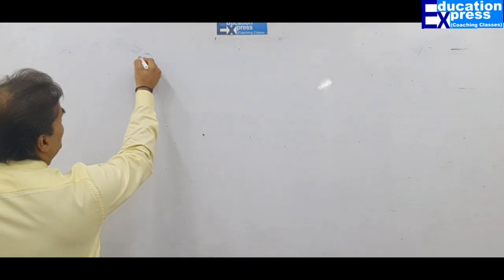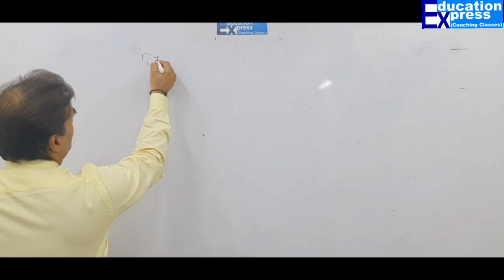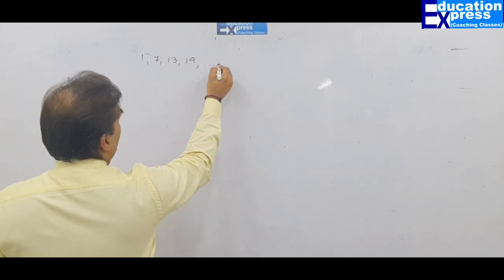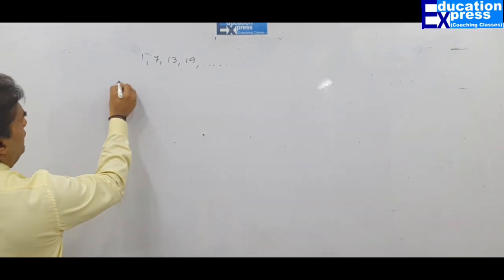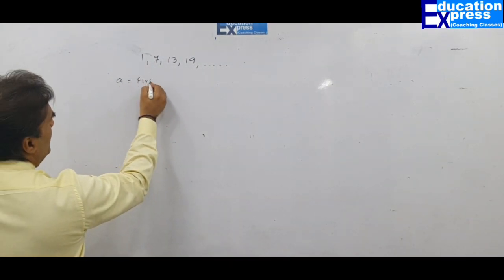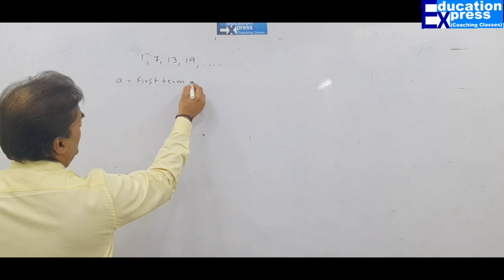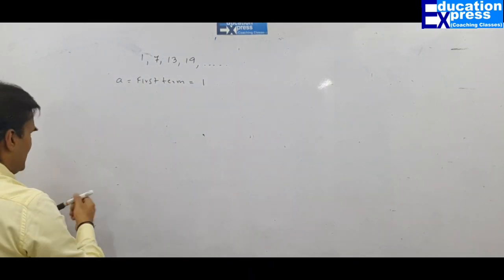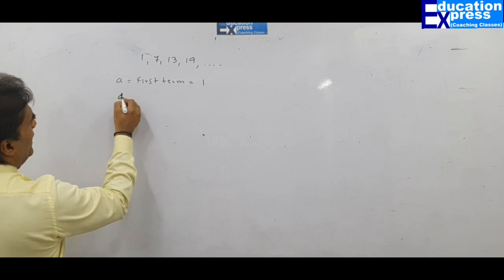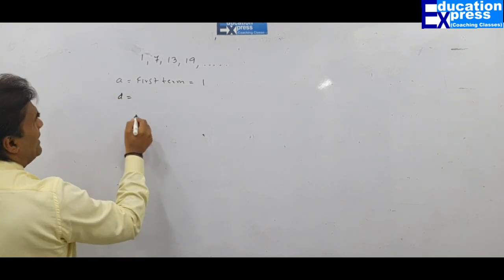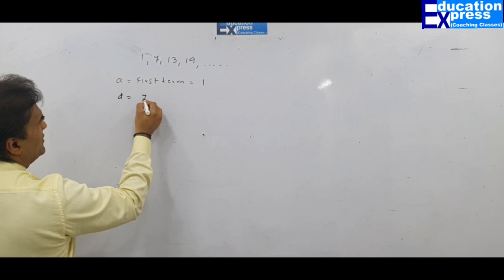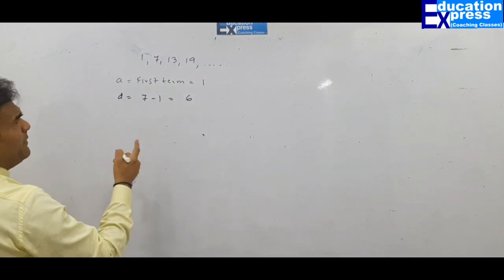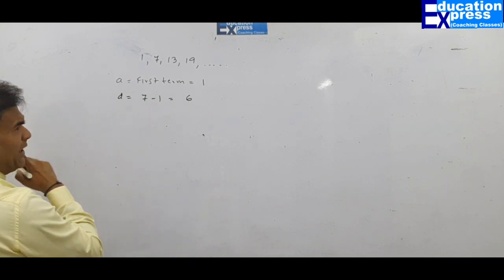Supposing I have a series 1, 7, 13, 19 and so on. So the first term, denoted by A, is 1. What about the difference? The common difference is denoted by D. In our example, it would be the second term minus the first term, which is 6. In case I am interested in finding out the 10th term, can I do so?